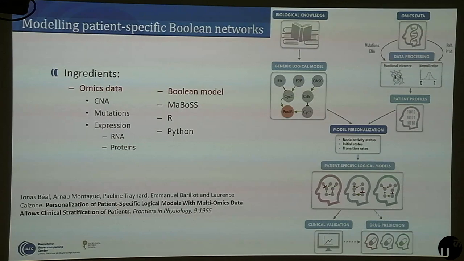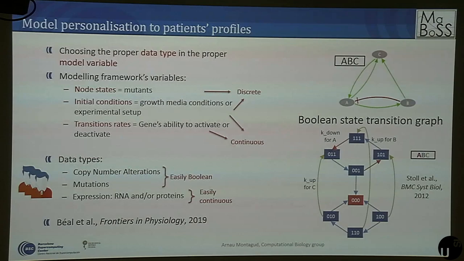Okay, so I think I will skip through this part and focus on the other. I think this one we can focus on a bit more this afternoon. But here the idea is that, in the same way that they did before with metabolic modeling and omics data, here what we do is specify the different Boolean networks with patient data. So we take omics data, we take biological knowledge that we build into a model, and we personalize this model in order to have patient-specific models. So let me skim through it, but we work on three variables, one of which is the node state.